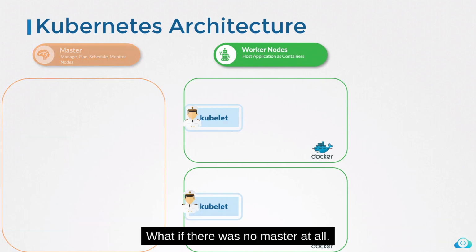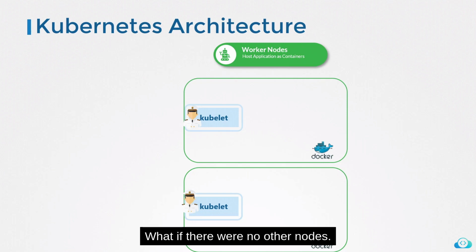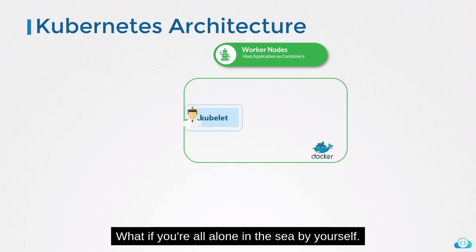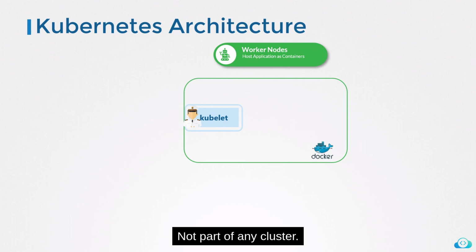What if there was no master at all? What if there were no other nodes? What if you're all alone in the sea by yourself, not part of any cluster?